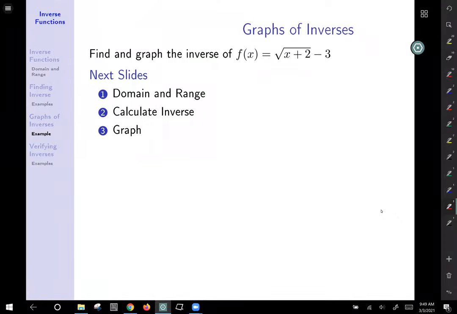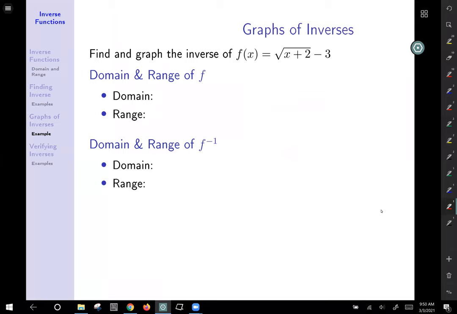Okay, so now let's put everything we've been talking about together with a graph of one. The first thing we're going to do is start with an original function. We're going to figure out the domain and range of this function, and maybe to do that, we might need to graph it. And then we're going to calculate the related inverse. And then we're going to graph both the original function and the inverse. So that's the next few slides.